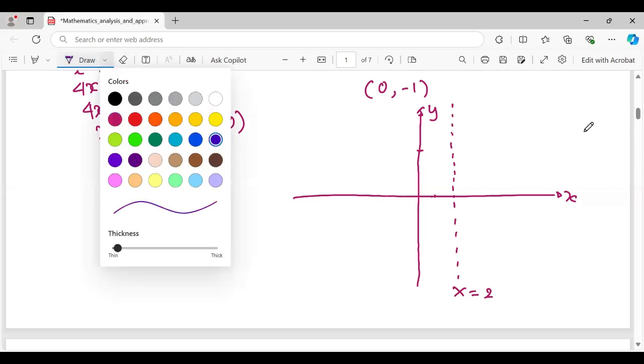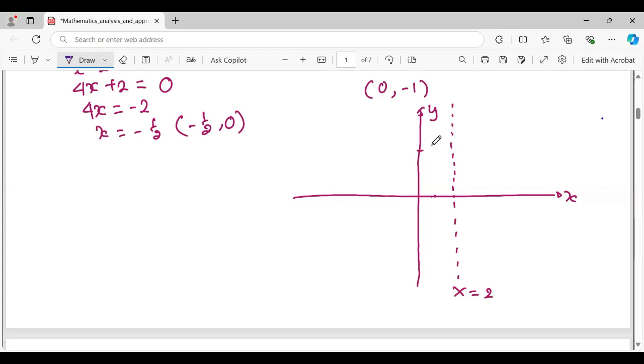Different color. Okay. This is the horizontal asymptote, y equals 4. So this straight line is asymptote x equals 2, and this horizontal straight line is asymptote y equals 4.